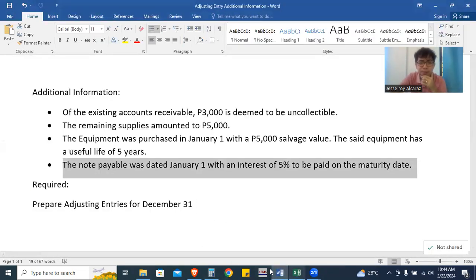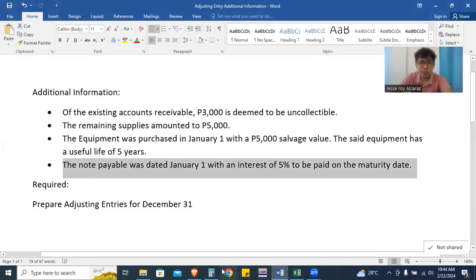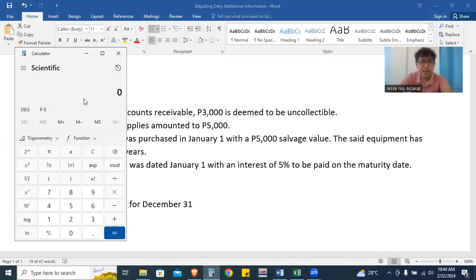So, what is this? 15,000. So let's compute. The principal is 15,000. Then, the interest rate is 5%, good for 1 year. Therefore, the interest is 750. Take note, since the note is payable, the interest that we'll be computing is an expense. So, 750.